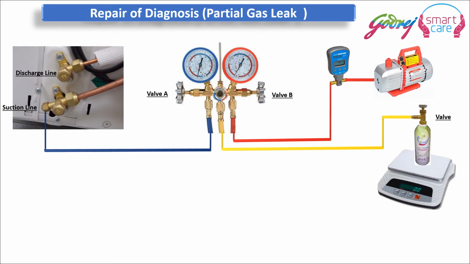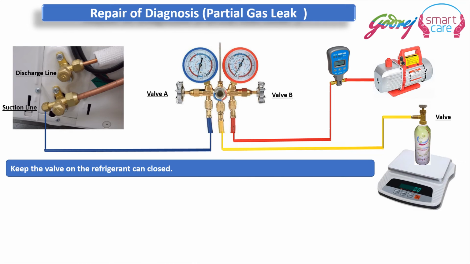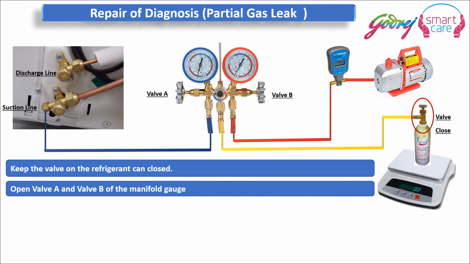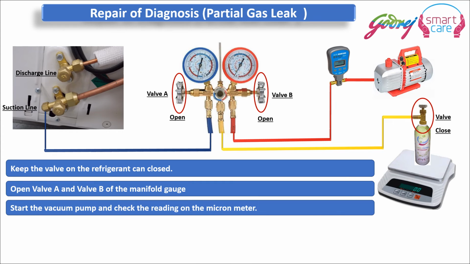The same connection which we had previously seen: the blue line is connected to the suction line, the yellow line is now connected to the refrigerant pot or the refrigerant cylinder, and the red line is connected to the vacuum pump through a micron gauge. The refrigerant valve has to be closed. Then we have to open the valves A and B of the manifold gauge so that the entire system can be evacuated by the vacuum pump.